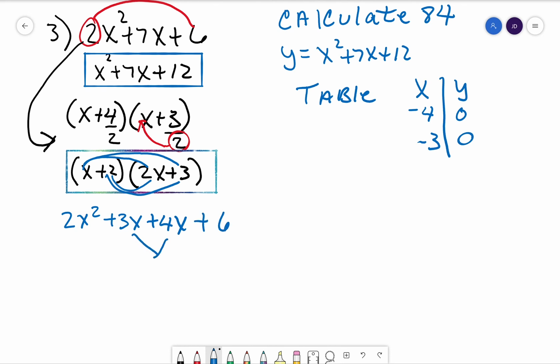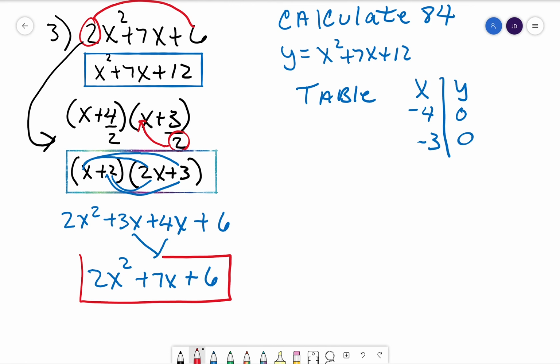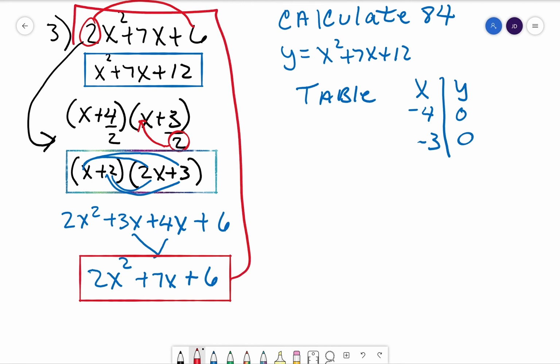I have to add my like terms together. I'm adding my linear terms. 3x and 4x is 7x plus 6. And as you can see, I've got my original expression back. And that's what I wanted.